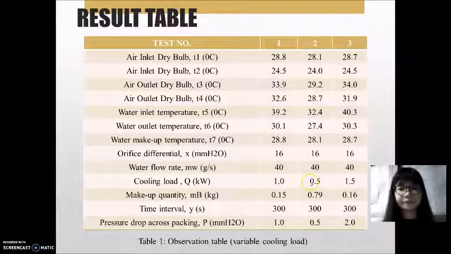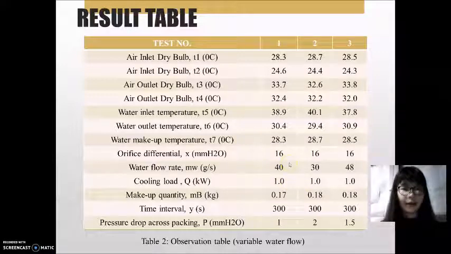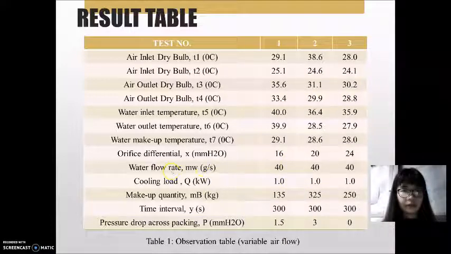Okay? And for part 1, yeah, just now I forgot to mention, for the part 1 experiment, we specified the water flow rate and cooling loss, but we changed the orifice differential from 16 to 20 and to 24.